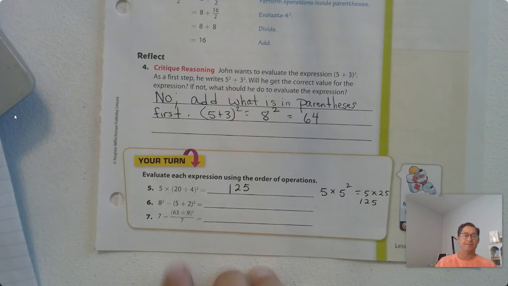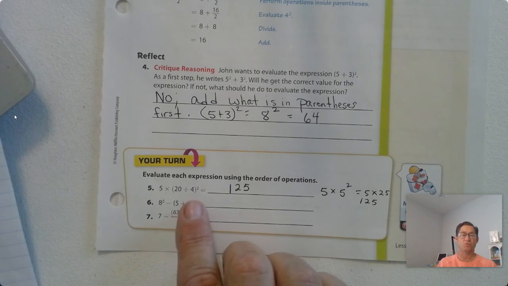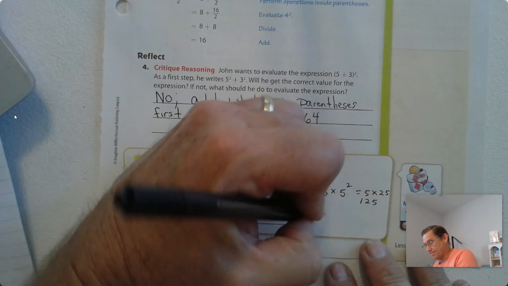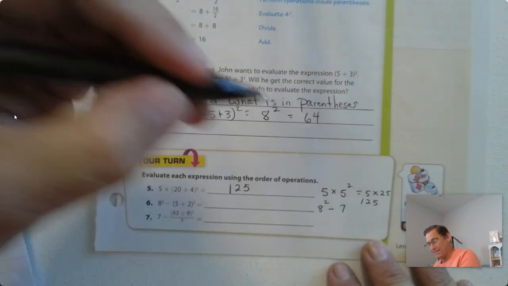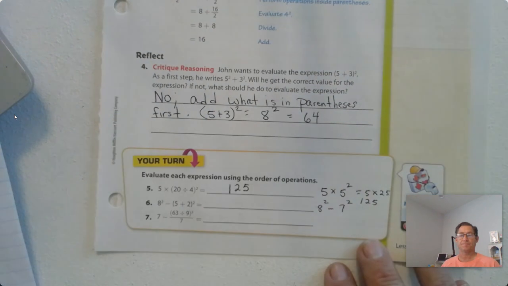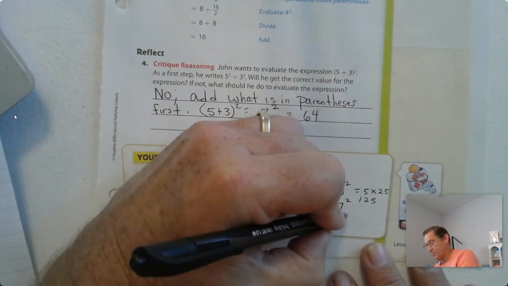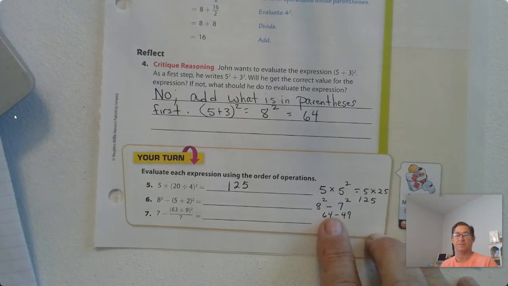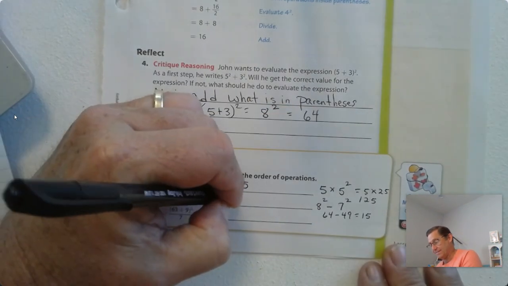Number 6. 8 squared minus the sum of 5 and 2 squared. Do what's in the parentheses first. 8 squared minus 7 squared. Do the exponents next. 8 squared is 64. 7 squared is 49. We didn't do anything with the subtraction. We have to do the exponents first. 64 take away 49 is 15.